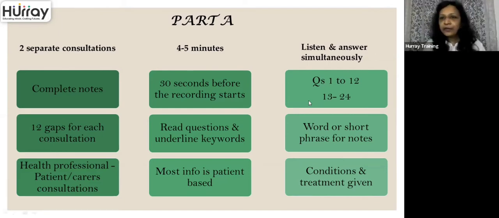You have questions 1 to 12 and 13 to 24 in 2 extracts. You can write one-word answers or a short phrase. You must see what the instruction is. If the answer requires only one word, please write only one word. If the answer requires a phrase of 2 or 3 words, please write the short phrase. Terms and conditions are also given: terms of the patient, conditions of the patient, treatment of the patient. All this is given in the Part A questions.